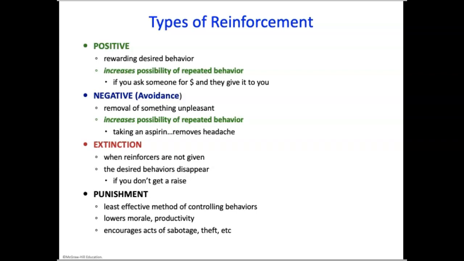Extinction happens when reinforcers are not given. The desired behaviors would eventually disappear. If you don't get a raise, then you tend not to work as hard. Punishment is the least effective method of controlling behaviors. It tends to lower morale and productivity, and it encourages acts of sabotage, theft, and other negative aspects.